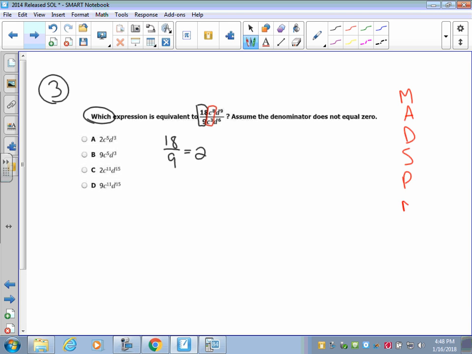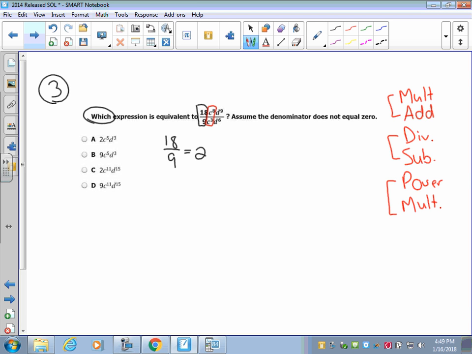MADSPAN. So I said whenever you multiply exponents, you add them. So the M and the A go together. When you divide them, you subtract them. The D and the S go together. And whenever you have a power of a power, you multiply them. So the P and the M go together.